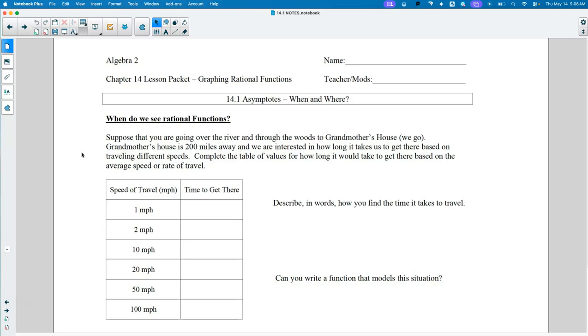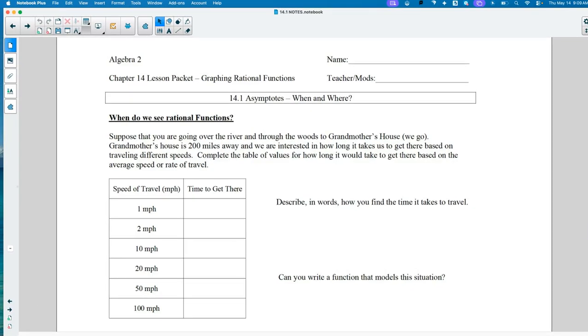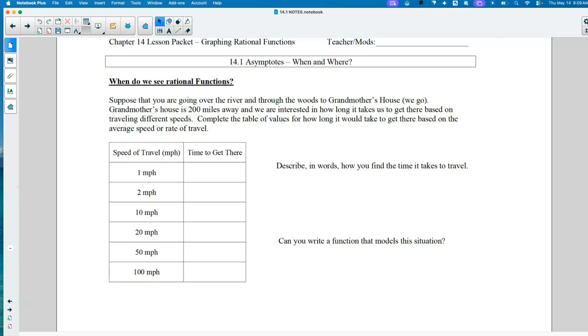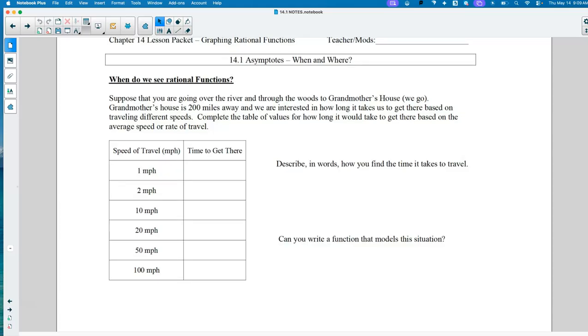Now, suppose we're going to go to Grandma's house. Over the river and through the woods, off we go. It's 200 miles away. If we travel 1 mile an hour, how long is it going to take us to get there? Okay, come on. If it's 200 miles away, you go 1 mile an hour. 200 hours. Okay, thank you. That one wasn't supposed to be the difficult question of today.